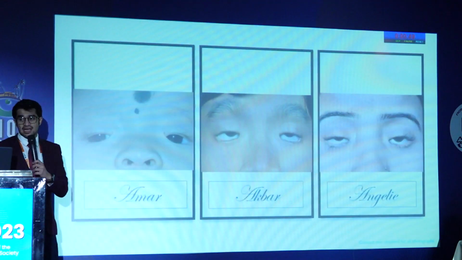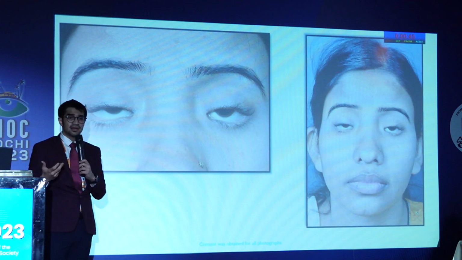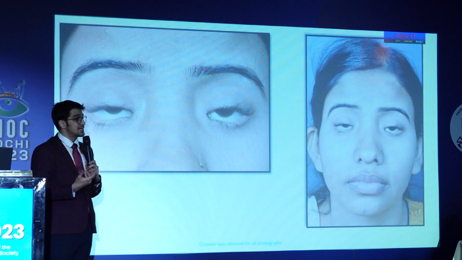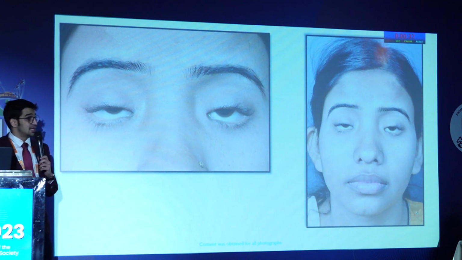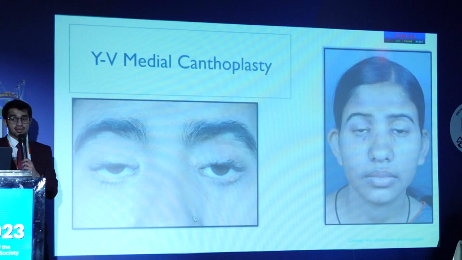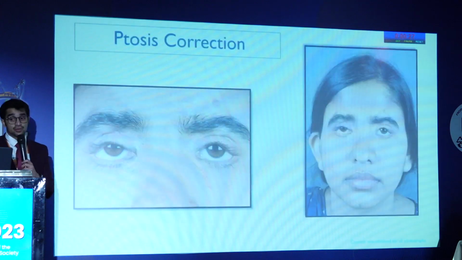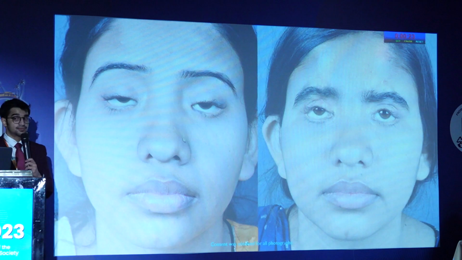Our last story is that of Anjali. Anjali is a 25-year-old female who was looking to get married but was facing a lot of rejection because of her features and came to us seeking cosmetic correction. She also had menstrual complaints which were suggestive of a secondary amenorrhea. So in her case, we went ahead with the 2-stage surgery. The first surgery was a YV medial canthoplasty for correcting her telecanthus and epicanthus, and the second surgery was a ptosis correction which was done 1 year later, and this was the final outcome.